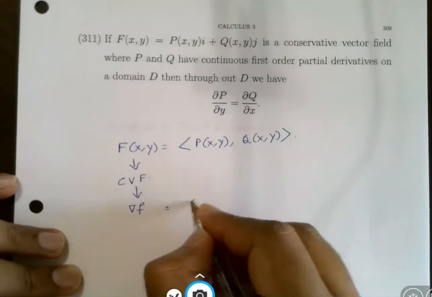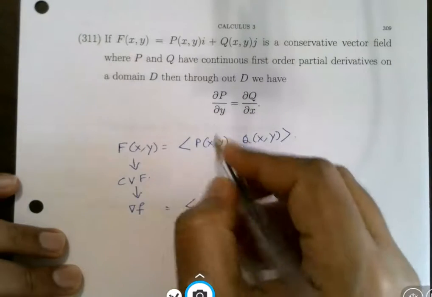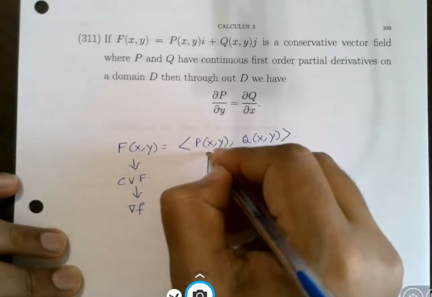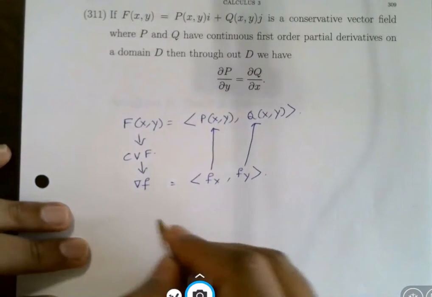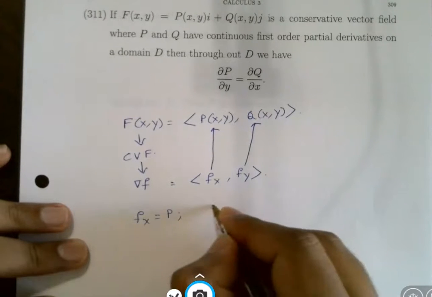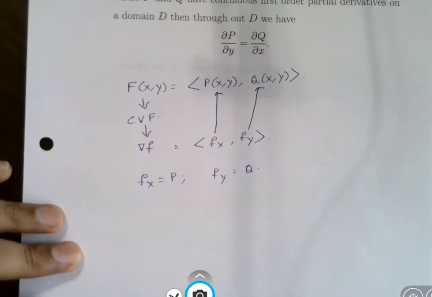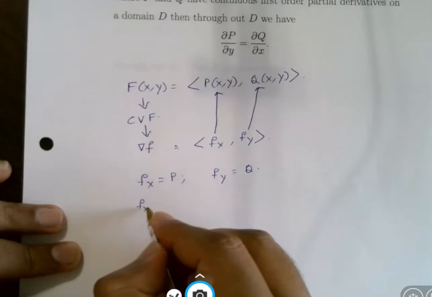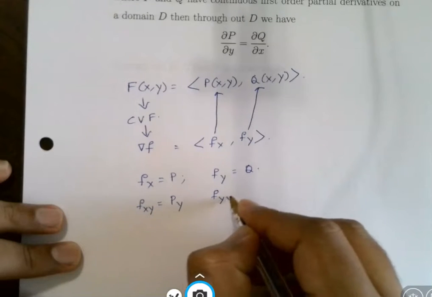If that is the case, then you can find a potential function f such that F equals gradient f. And what is gradient f? It is going to be f_x and f_y, correct? So automatically, f_x is going to be P and f_y is going to be Q. Now let's find the mixed partials.